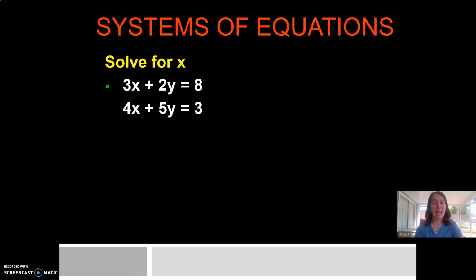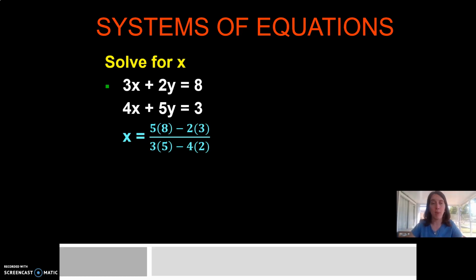So what did my formula for x say? It says b2c1 minus b1c2 all over a1b2 minus a2b1. So let's fill that in. In our question, what is the b2? So again, b is the coefficient of the y, and it came from the second equation, which is the 5, times c1. C is the constant, and it's from the first equation, which was the 8.